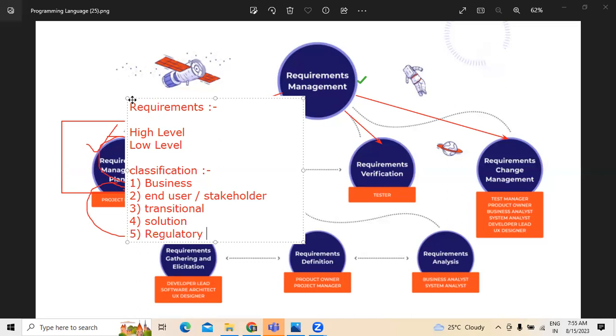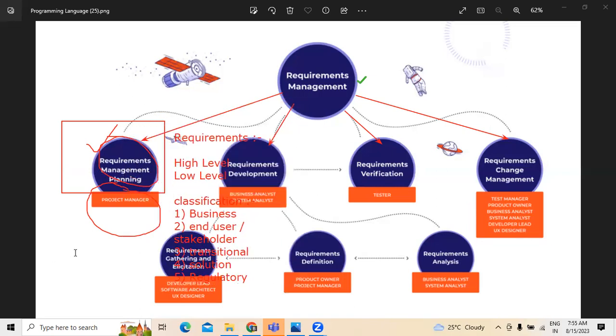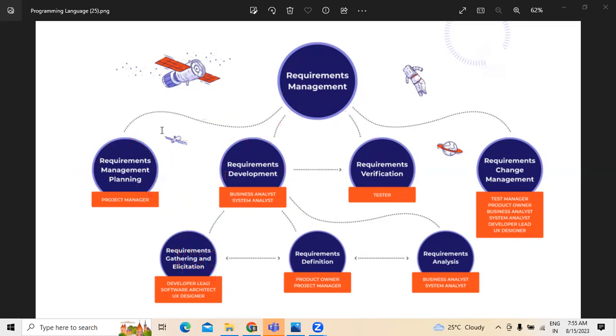So this is the first thing which normally we see whenever we are talking about project management planning. Whenever we want to know about requirements, this is generally what it is useful for. When you're talking about requirement management planning, as the project manager, we need to know about the classification of requirements. Prior to that, what high level and low level requirements are should be known. Once that is done, the next thing is requirement development.